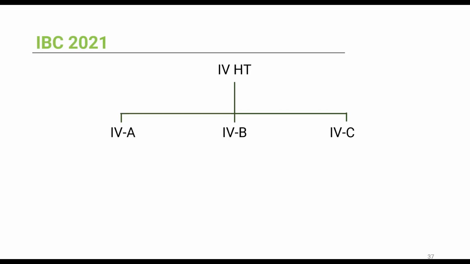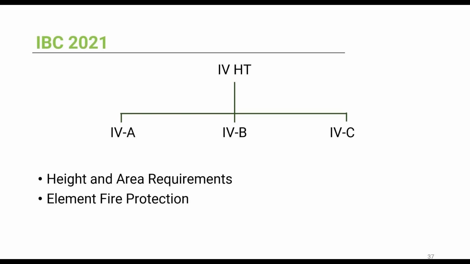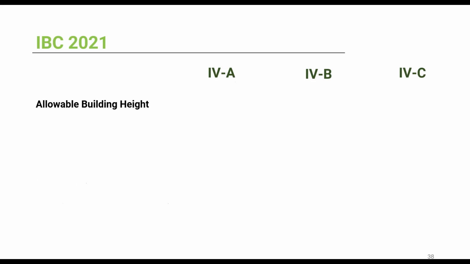In the new IBC 2021, type 4 is divided into 3 new categories: 4A, 4B, and 4C. Code-wise, this is the biggest change in the wood industry, and it has a significant impact on the way we build with mass timber. Let's take a look at the height, area, and most importantly, the fire protection requirements.